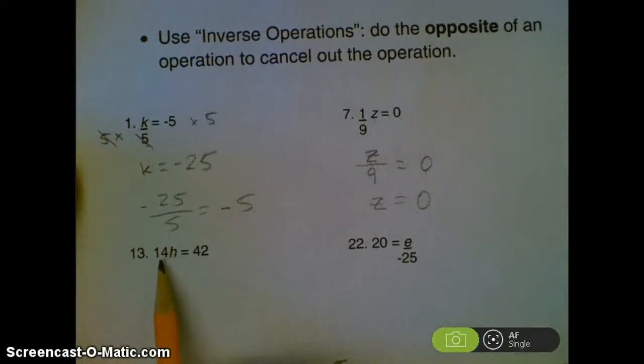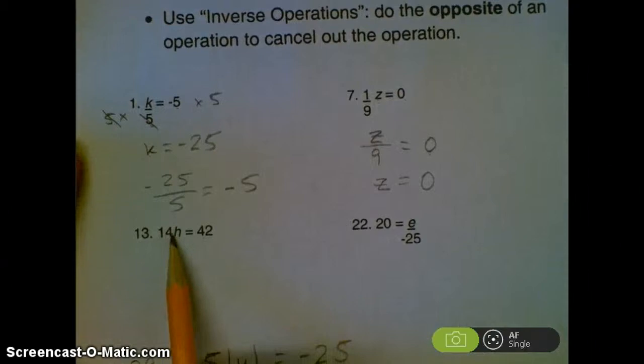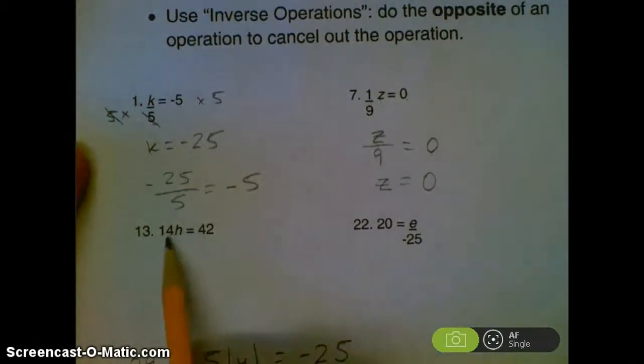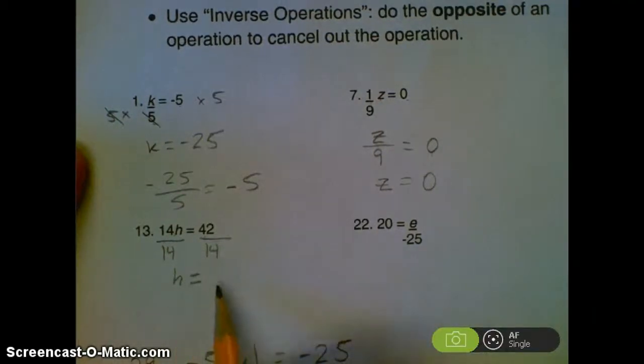13. 14 times h equals 42. Since there's no sign in between there, that means it's multiplication. So I've got to divide by 14 to get rid of this 14. Divided by 14. So 14 divided by 14 is 1. That means the h is by itself. There's one h all by itself. 42 divided by 14 is 3.